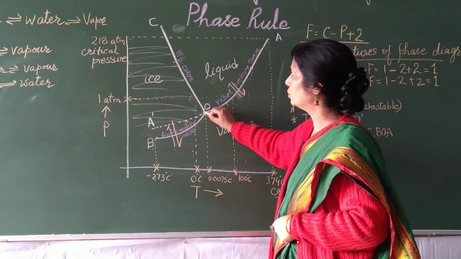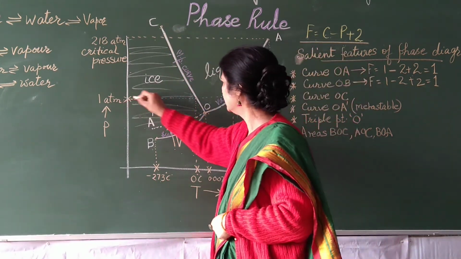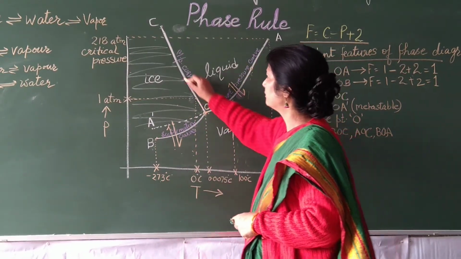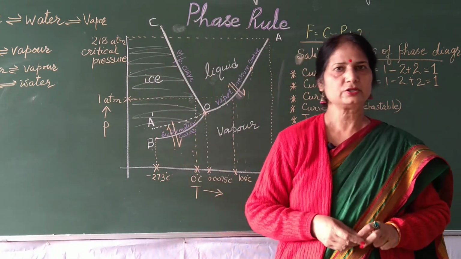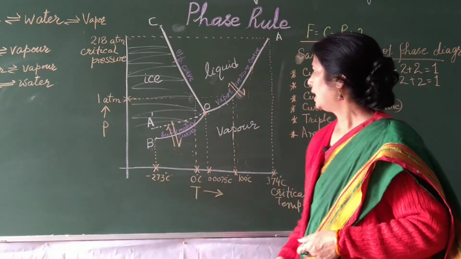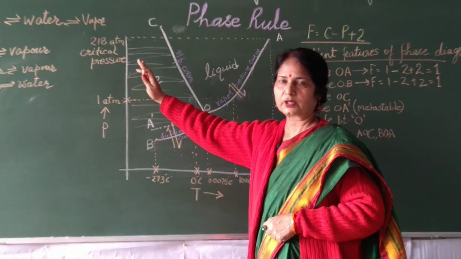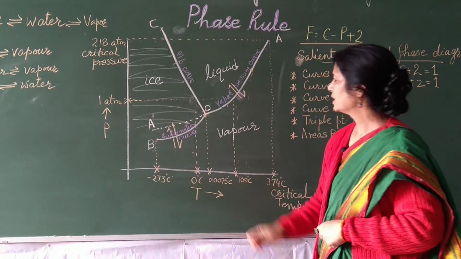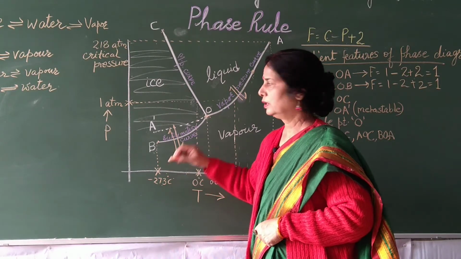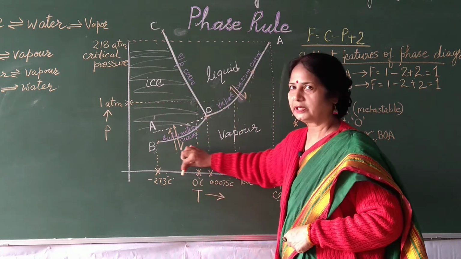It starts at point O and ends at point C, and as we can see, this 1 atmosphere line cuts it at 0 degree centigrade, which is the freezing point of water, and this curve signifies the melting point curve of ice, or we can say the fusion curve, or the freezing point curve of water. One salient feature of this curve is that it is inclined towards the pressure axis. What does this denote? It denotes that as we increase the pressure, the freezing point decreases.